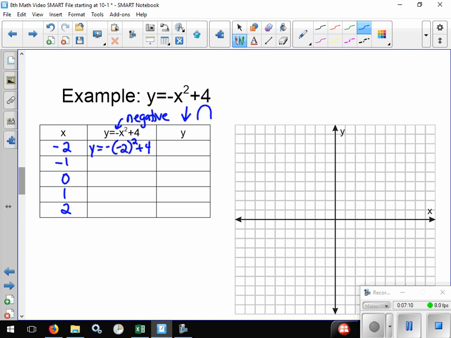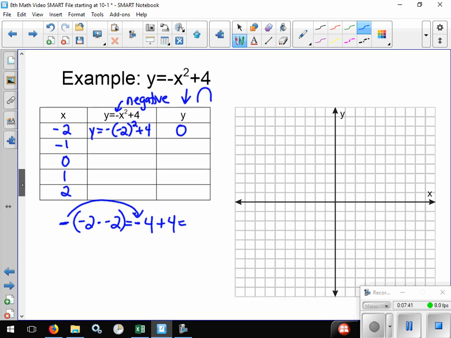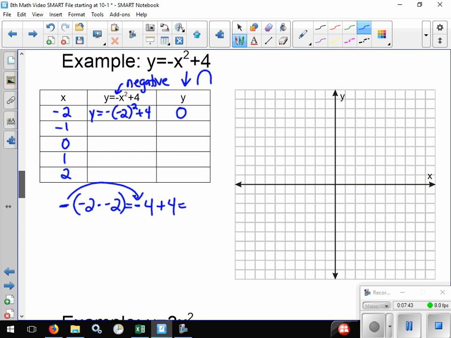So first, let's do the exponent. It's negative 2 times negative 2. That gives us positive 4. But remember, this whole thing is being multiplied by that negative with the x. So it ends up being negative 4. And then you would add 4, and you get 0. And that's why you're going to see a 0 in the y. And again, if you mute this, you're going to struggle, and it's your own fault. Okay, so pay attention. All right, let's try the next one.